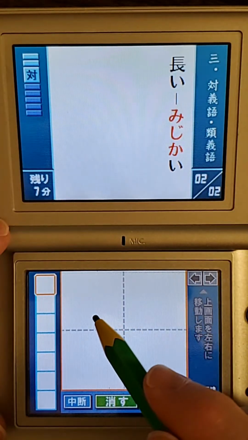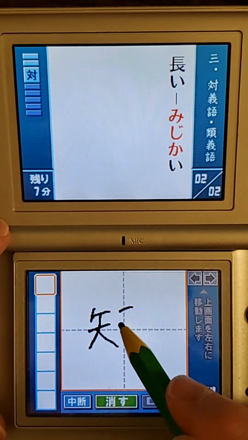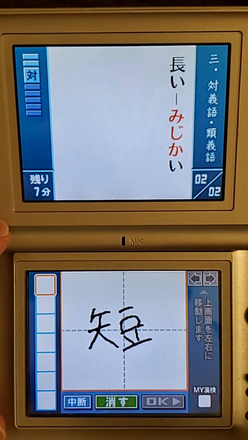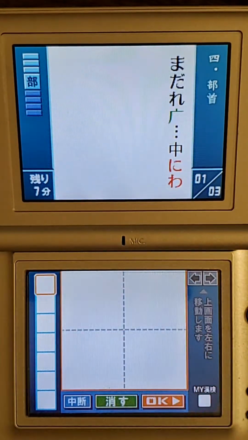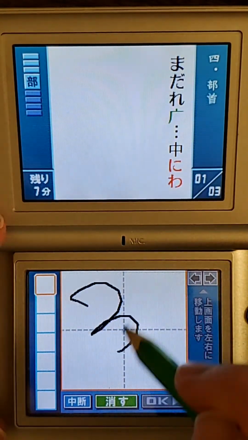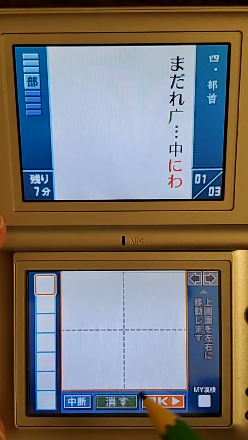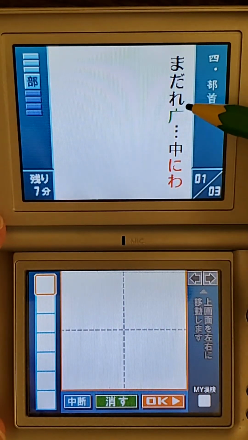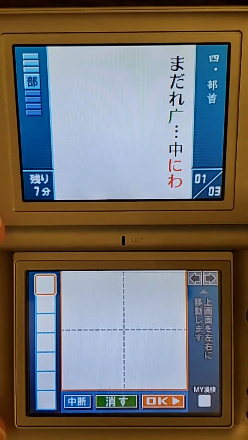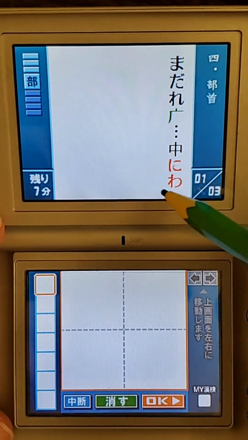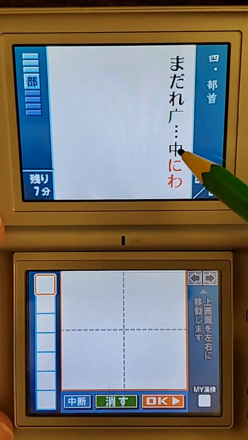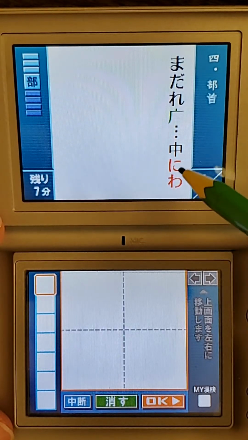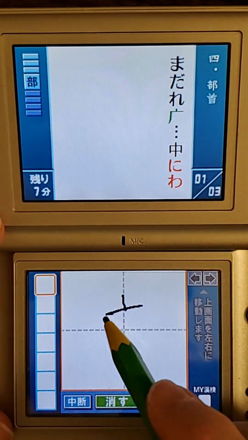Maybe I should write cleaner. There we go. Just gotta have better handwriting. I'm like all going like this all over the place. Madare. So we take this, and that's called madare, and we use it for the reading of this kanji. So chu niwa, naka niwa, niwa. Anyway, it's niwa, garden.